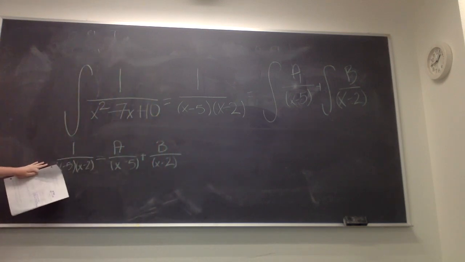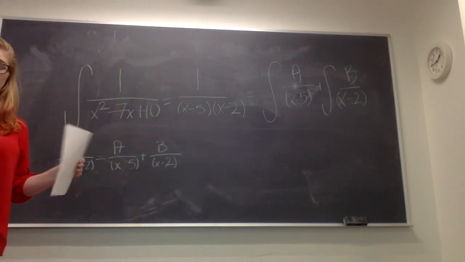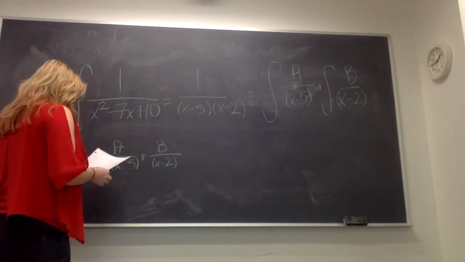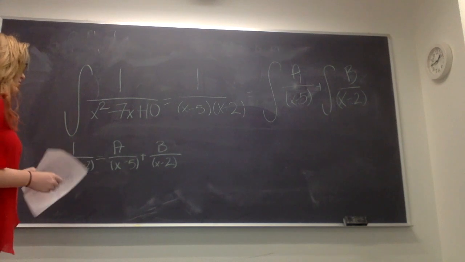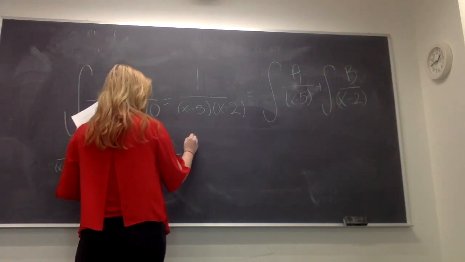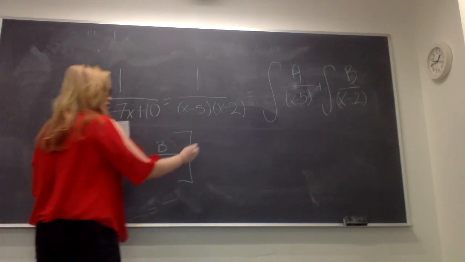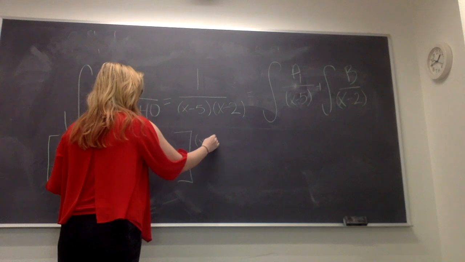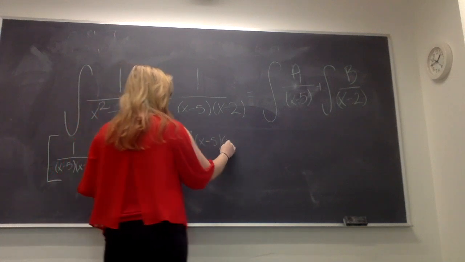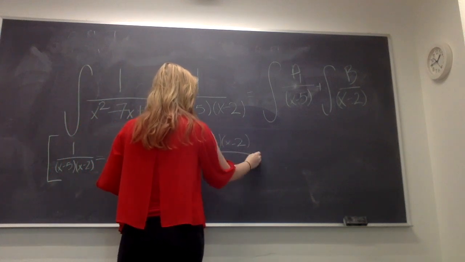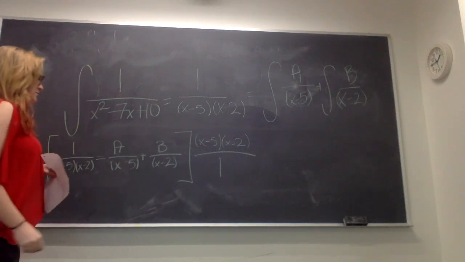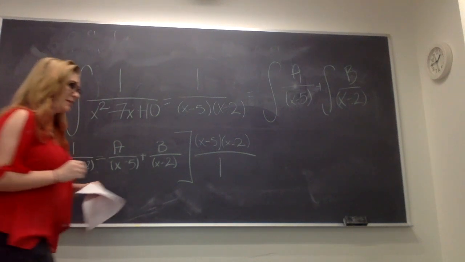Now I got rid of the integral signs because it's easier to assume that we are all taking the integral of all of these. So then what you want to do is multiply everything by your denominators. I'm going to put these into brackets. And you're going to want to multiply it by x minus 5 and x minus 2 all over 1. So then what you end up getting is this.